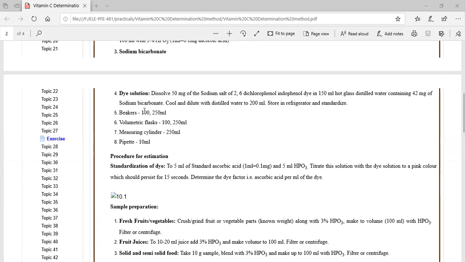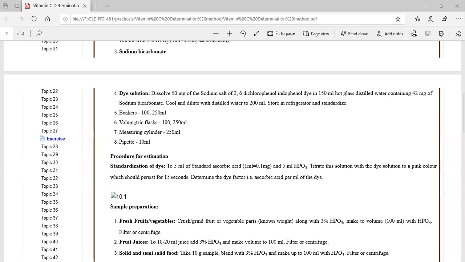For making the dye solution, you have to dissolve 50 milligrams of the sodium salt of 2,6-dichlorophenol indophenol dye in 150 ml hot glass distilled water, which contains 42 milligrams of sodium bicarbonate. After that, cool and dilute with distilled water to 200 ml. This dye solution should be stored in the refrigerator and standardized.